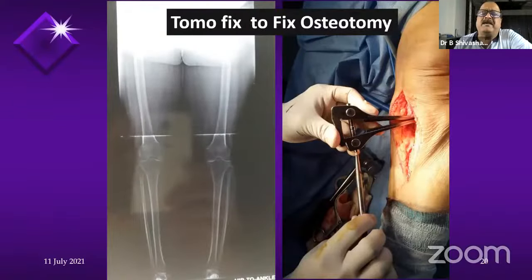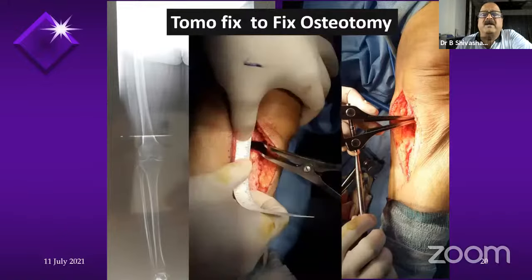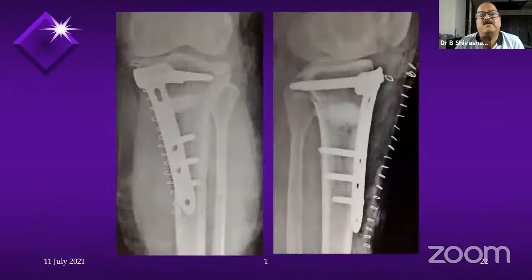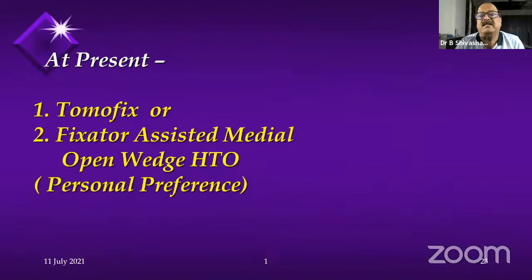Then with the availability of locking plates, the TomoFix became much more popular, and the necessity to put a graft was not there, though we were not very sure about using the TomoFix without graft, but nowadays we use it without any graft, and this is one such case where TomoFix was used. At present, the majority of my cases I treat with fixator-assisted medial open wedge osteotomy. This is my personal preference, though TomoFix is equally good.